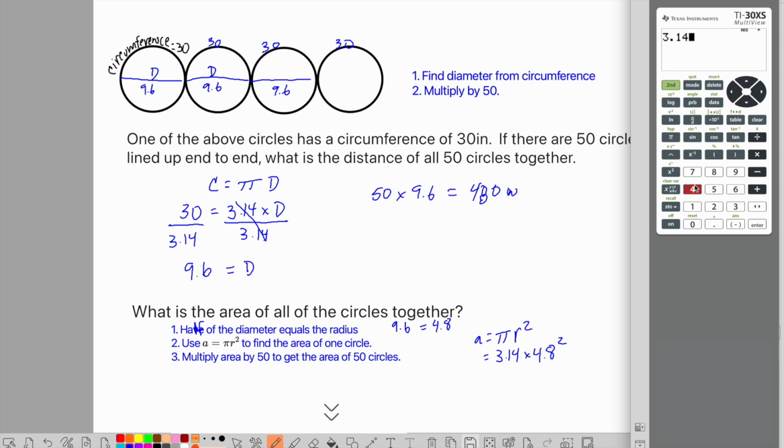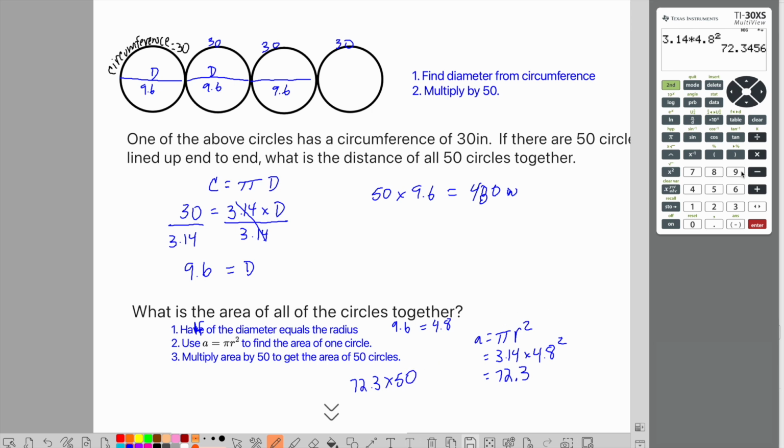So 3.14 times 4.8 times the radius squared. Here's the little squared button, little x2. You can see the little 2 that pops up. That means 4.8 times 4.8, not 4.8 times 2. So that's 72, and then there's 50 of those. So let's put that answer here. This is for one circle, 72.3. Now we need to multiply 72.3 times 50 to get our final answer.